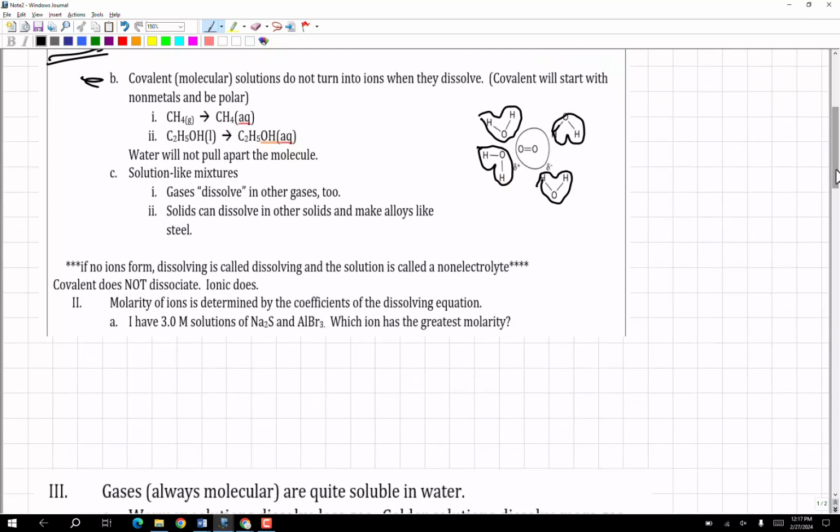Solution-like mixtures: gases dissolve in other gases too. Solids can dissolve in other solids, and they make alloys like steel. So these are other types of solutions. Our solutions will be something dissolved in a liquid, a gas or a solid dissolved in a liquid. Do make a note, if no ions form, dissolving is called dissolving, not dissociating, and the solution is called a non-electrolyte. Covalent does not dissociate, ionic does.